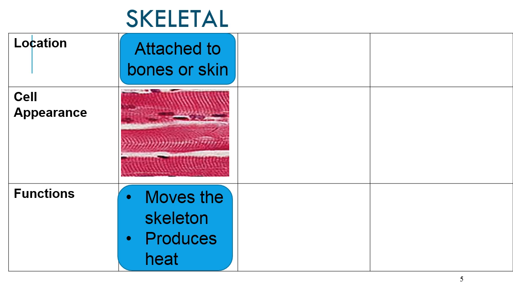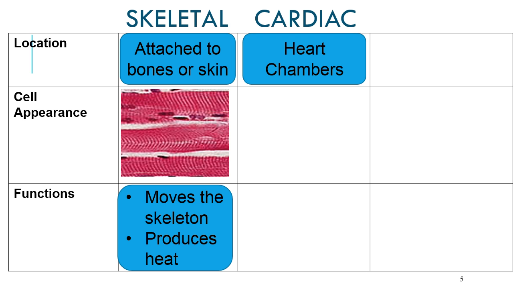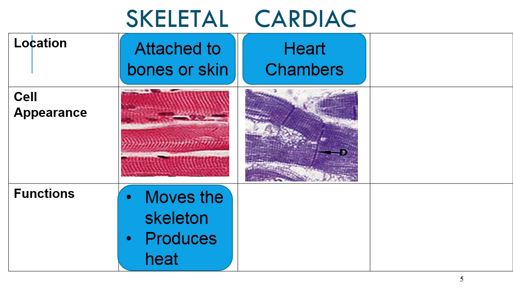A second type of muscle tissue is called cardiac muscle, and it is located where? In the heart. It makes up your atria, and it makes up your ventricles. Somewhere around 99% of the cells of the heart itself are the myocardial or the contractile cells of the heart. The cardiac muscles also appear how? Striated. They are also striated.